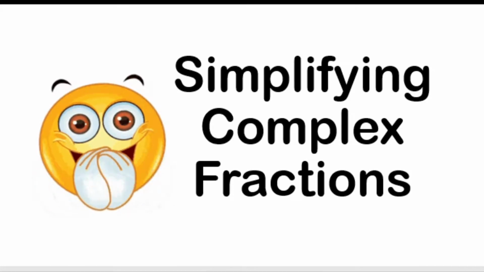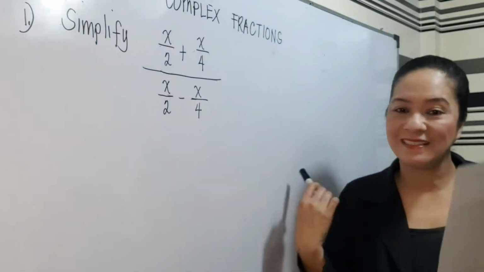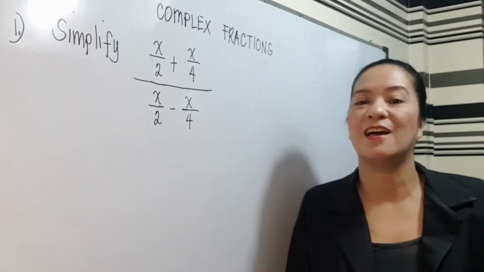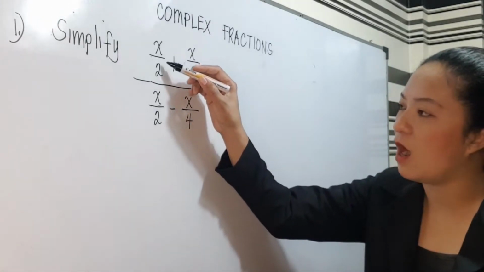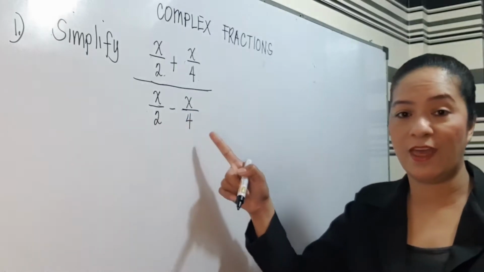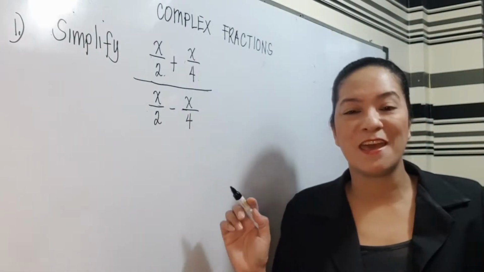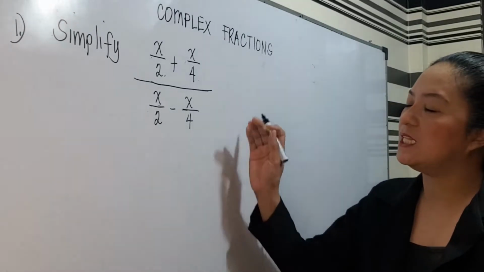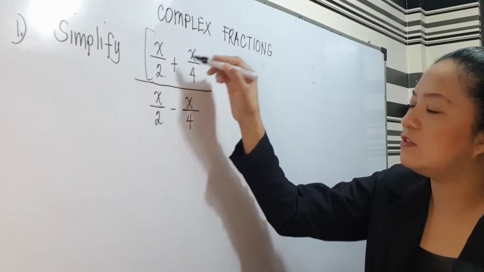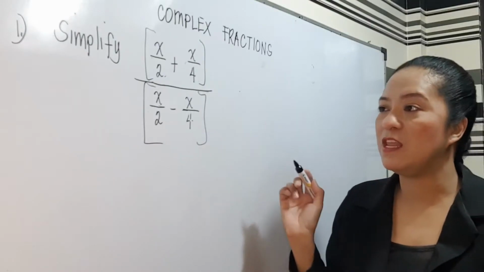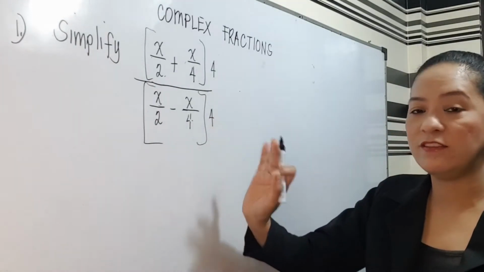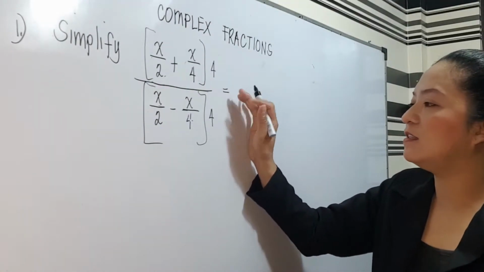Let us now move on to simplifying complex fractions. The first step in this method is to determine the least common multiple of all the denominators in the complex fraction. So the denominators here are 2 and 4. The same here, we have 2 and 4. So just get the LCM of 2 and 4, and that is 4. After determining the LCM of the denominators, you're going to multiply the numerator and the denominator of the complex fraction by the LCM. So multiply this by 4. The same here, you're going to multiply by 4. So we put the equal sign here.